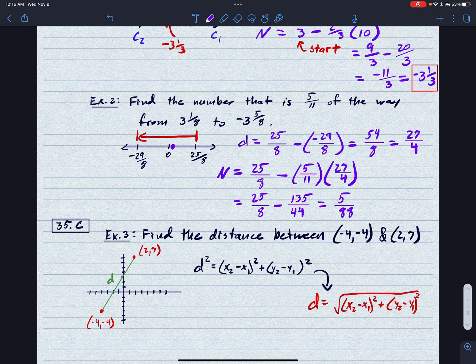All right. Again, my number on the number line sits right here, 5/88. All right, I'm going to pause the video here. The next video is going to be on the distance formula. It should be a real short video.